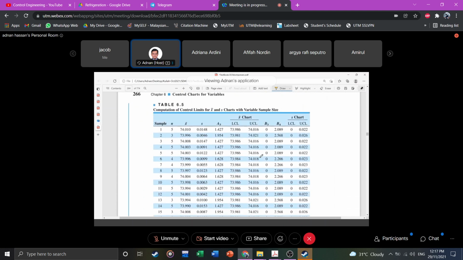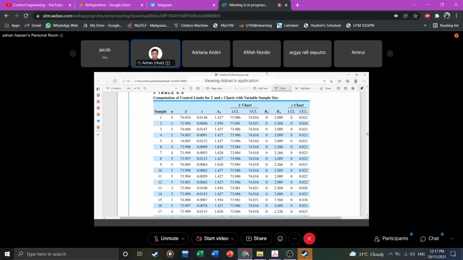So you see how tedious it is here. Variable sample size: you are going to have a lower control limit and an upper control limit. For individual, see, it's different here. But put on a computer it's okay. Just one button press and you can get all these control limits. But if you want to do it manually, maybe it takes half an hour just to calculate this.